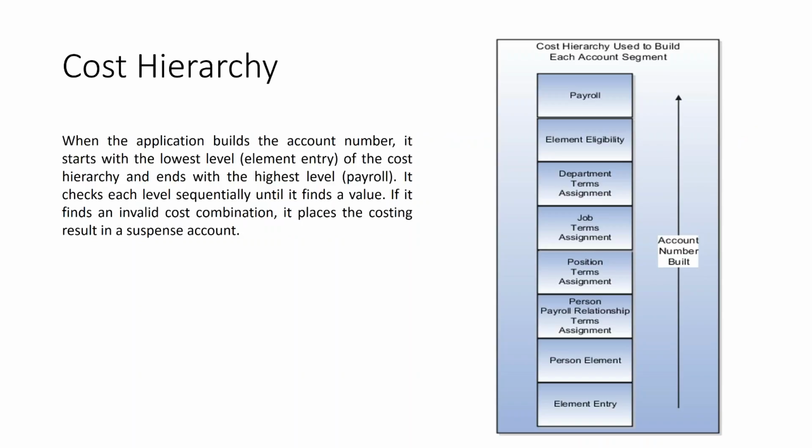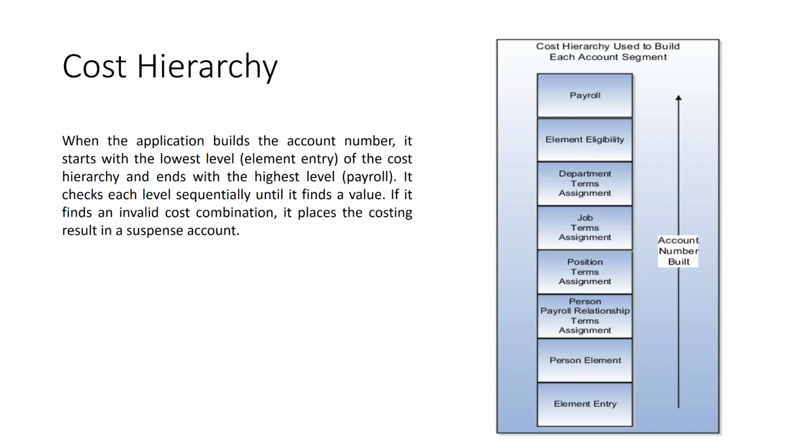The different levels at which you can have the costing are element entry, person element, person payroll relationship, position terms assignment, job terms assignment, department terms assignment, element eligibility, and payroll. So these are the various levels at which the costing happens, and it is a bottom-up approach.